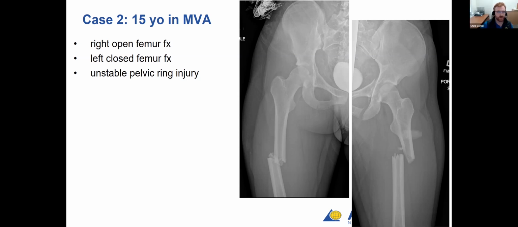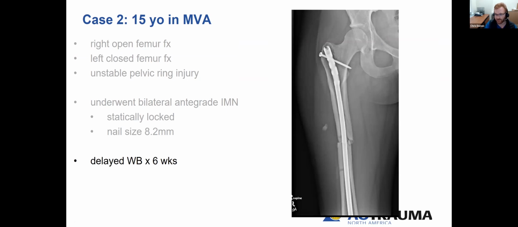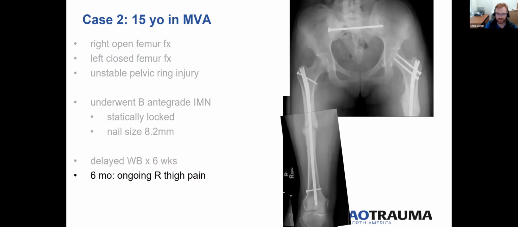Yeah, that's great. So my case here, we have a 15-year-old. Once again, all I do is work on young people who don't heal. They had a right open femur fracture, a left closed femur fracture, and an unstable pelvic ring injury. They underwent bilateral intramedullary nailing that were statically locked. We used pediatric nails given her age and size. Because of the pelvic ring, we had to delay weight bearing for about 6 weeks. At 6 months though, left side feels great, pelvis feels great, right side continued thigh pain.